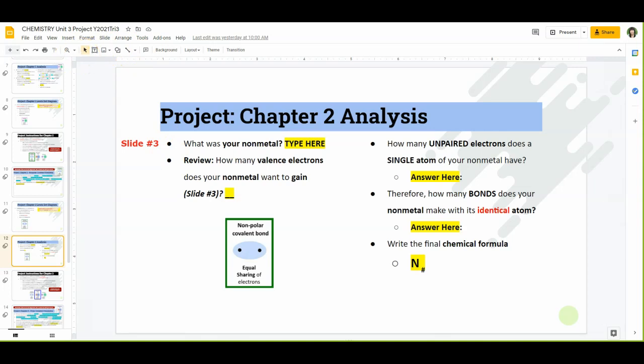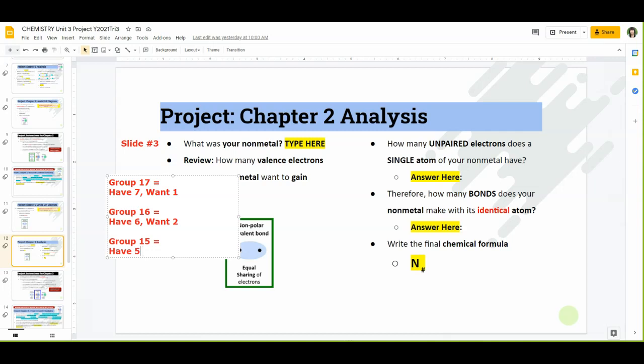And then how many valence electrons did your nonmetal want to gain? Again, if they were both group 17, so that's fluorine, chlorine, then they want to gain just 1, right? So they have 7, want 1. If they are in group 16, based on their group number, they have 6, and they want 2 more to get to 8. And if they're in group 15, they have 5, and therefore they just want 3 more to get to 8.